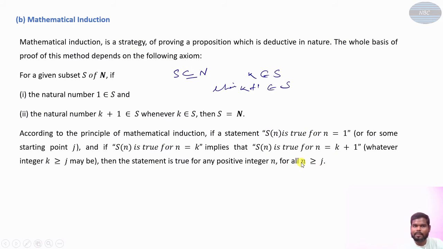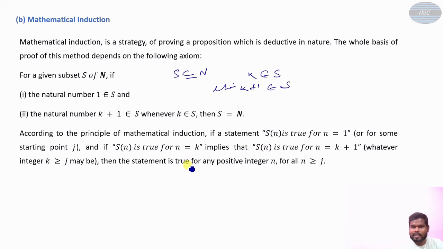So in mathematical induction, what happens? First of all, we check whether Sn is true for n equal to 1 or any starting point j. Here we can take n equal to 1 or n equal to 2 and so on. If it is true, then we assume that Sn is true for n equal to k. Then we prove that Sn is true for n equal to k plus 1.